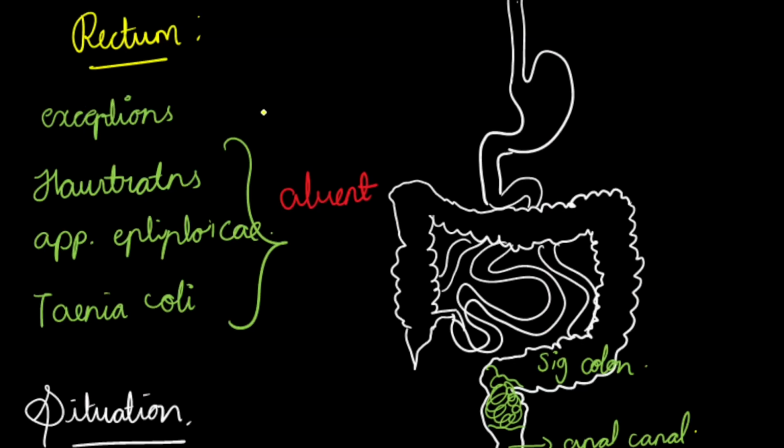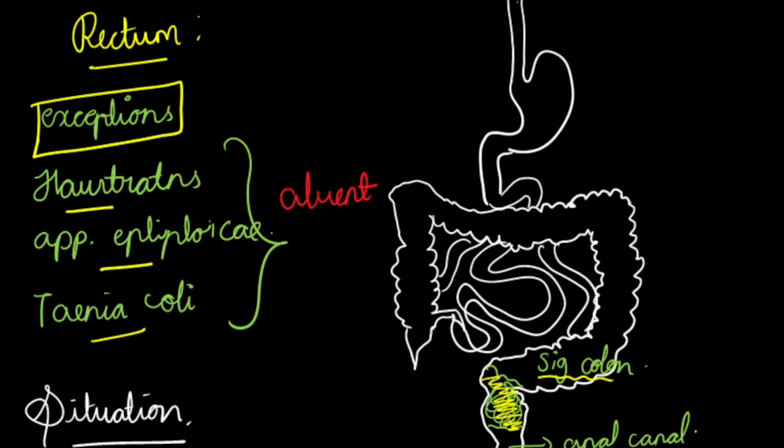So now let us have a quick recap of the rectum. The rectum forms the distal part of the large intestine, which is present over here, and above it is connected with the sigmoid colon, and below it continues as the anal canal. We all know that haustrations, appendices epiploicae and taenia coli form the major special features of the large intestine, but these three things are absent in the case of the rectum. That is the major exception.